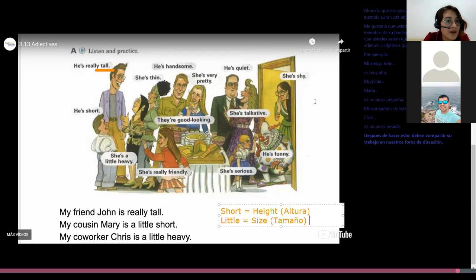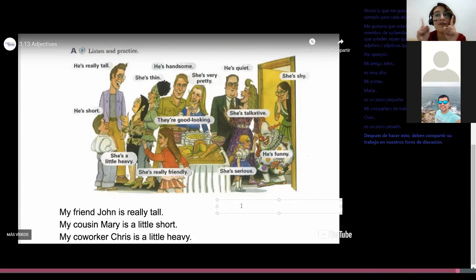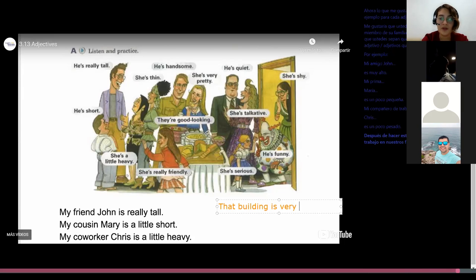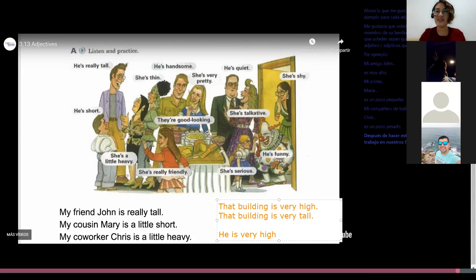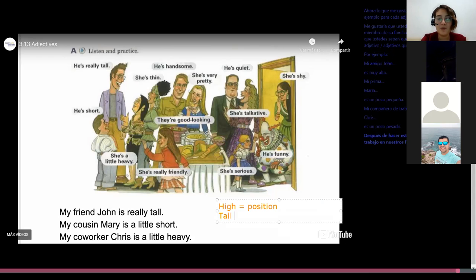A ver, Luis, what's the difference between high and tall? Excellent question. Okay. Con high and tall, tenemos una diferencia parecida a la de skinny and thin cuando hablamos de cosas. Podemos decir, that building, ese edificio, is very high. Well, that building is very tall. Pero no podemos decir he is very high, hablando de altura. ¿Por qué? Porque cuando hablamos de high, that something's high, usualmente nos referimos a que algo está en alto. Y cuando decimos tall, hablamos de que algo es alto. So, high goes a little bit about position, and tall, nuevamente, we're talking about size.